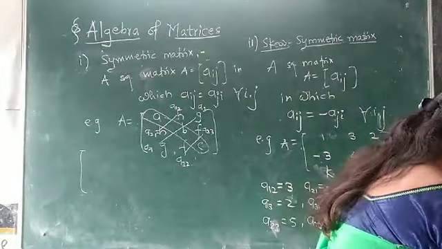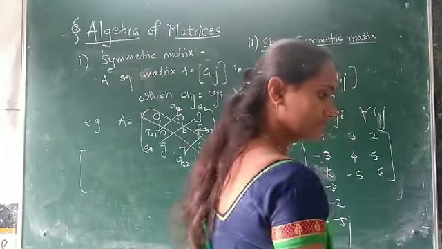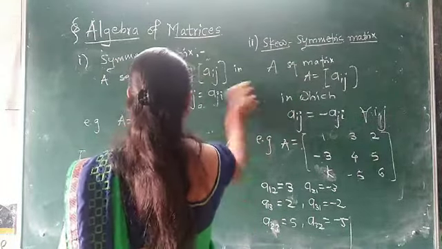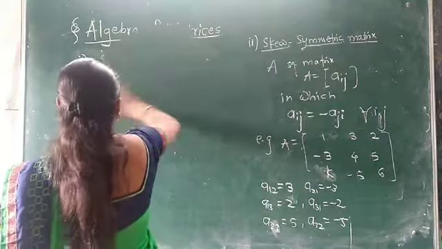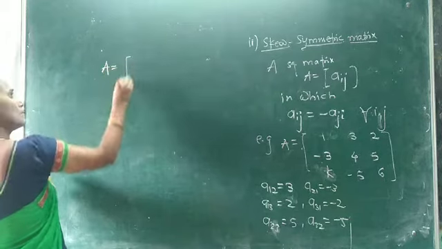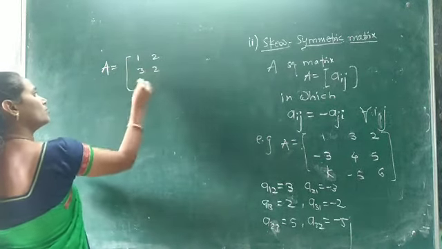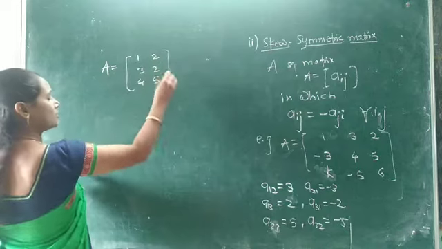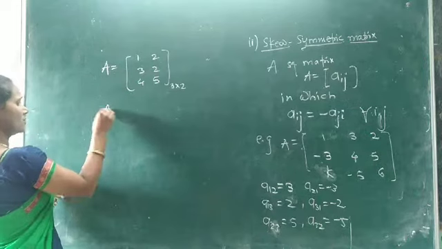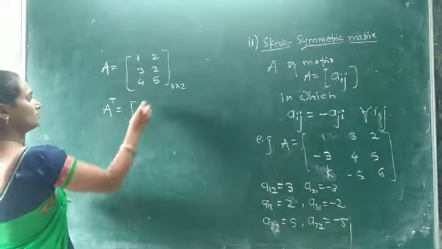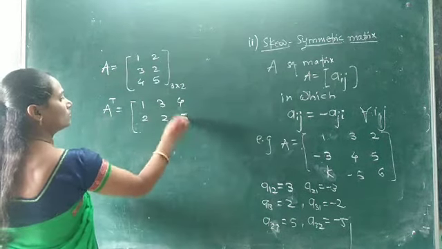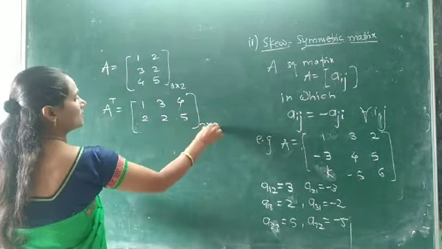Next point is equality of two matrices. So there are some properties on the transpose of a matrix. If we have a matrix A, 1, 2, 3, 2 and 4, 5, which is of order 3 by 2, 3 rows and 2 columns, then its transpose, A transpose, is where rows become columns: 1, 3, 4, 2, 2, 5. So the order of this matrix is 2 by 3.